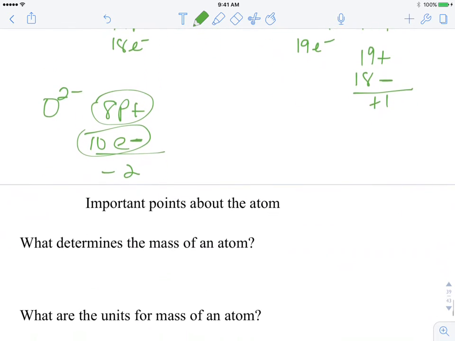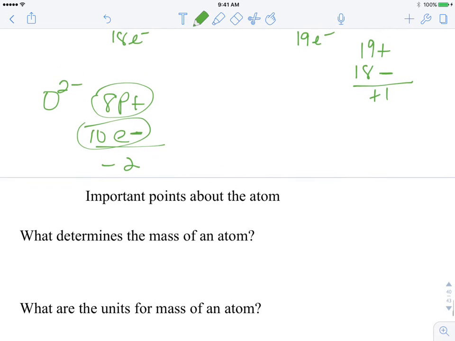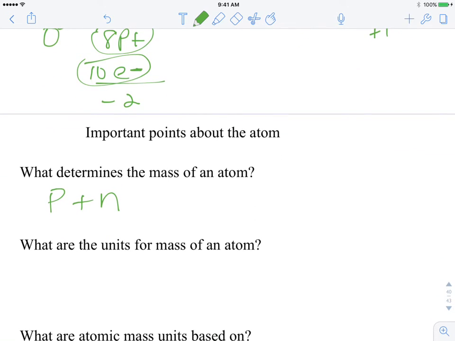Now, some important things about the atom. What determines the mass of an atom? You should know that this is the protons plus the neutrons. The units for the mass of an atom, for now, we're going to use something called AMU. Later on, we'll use grams per mole.